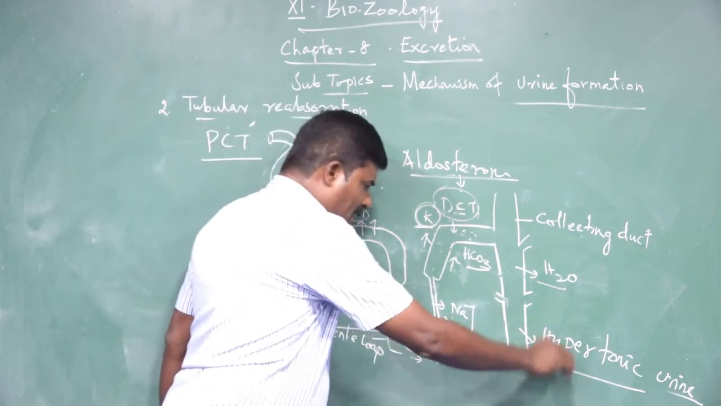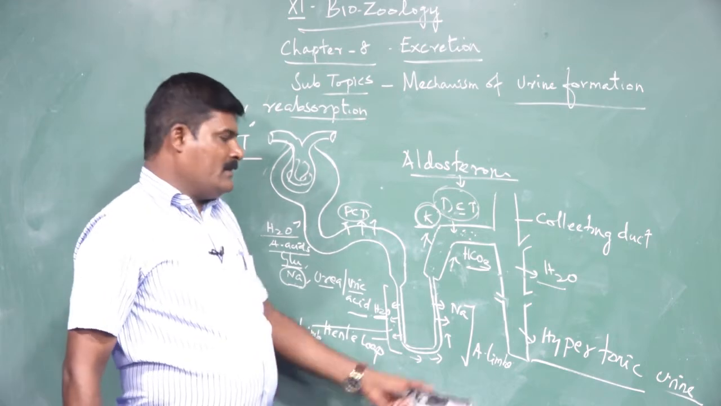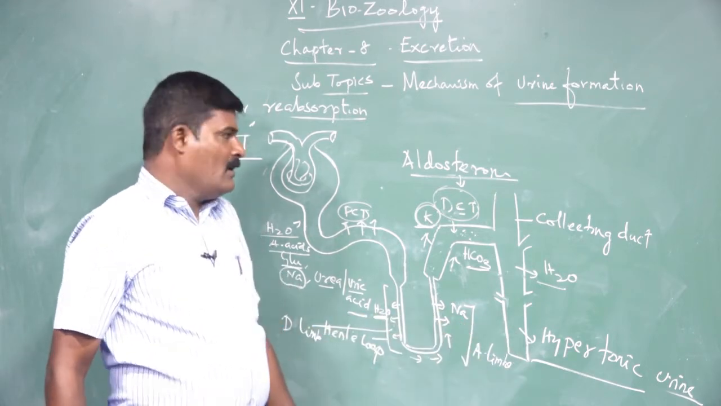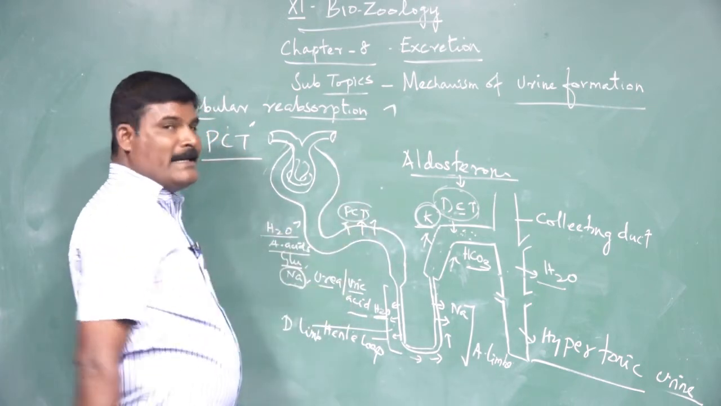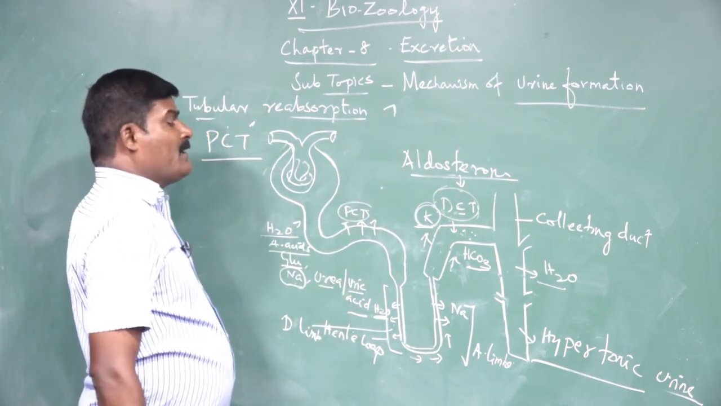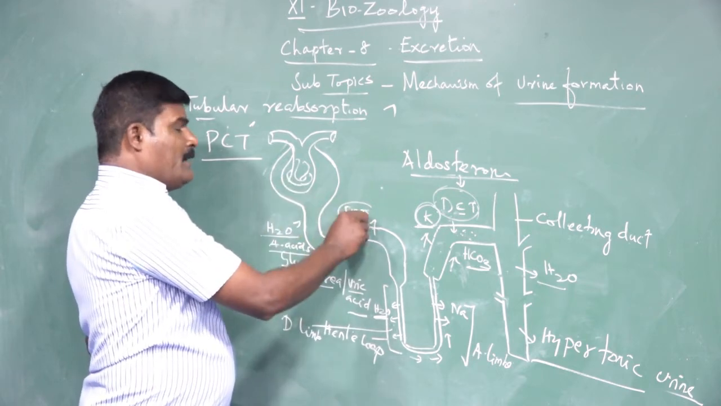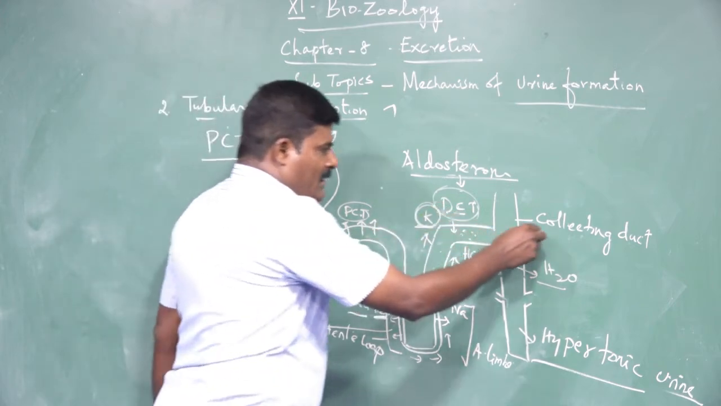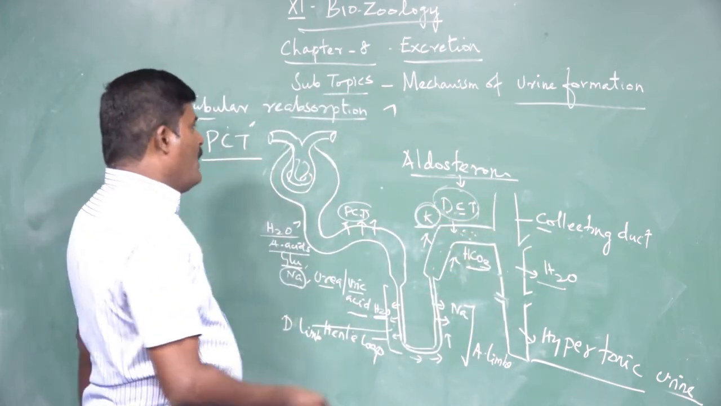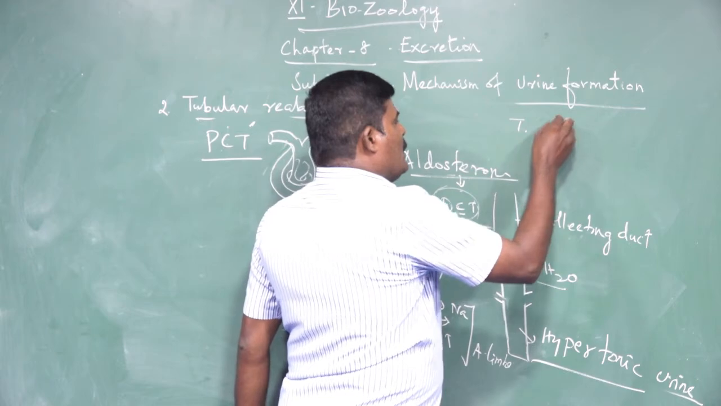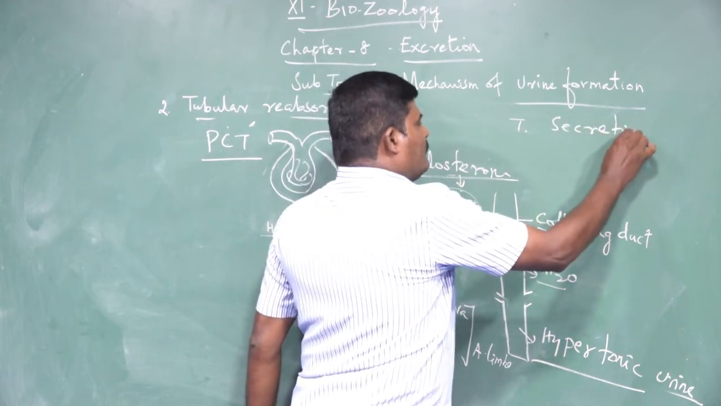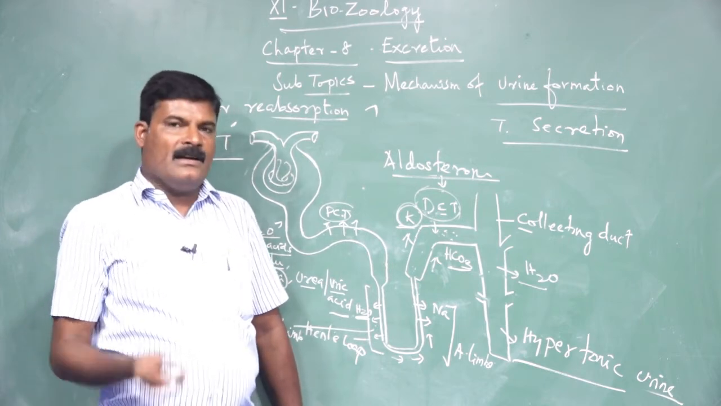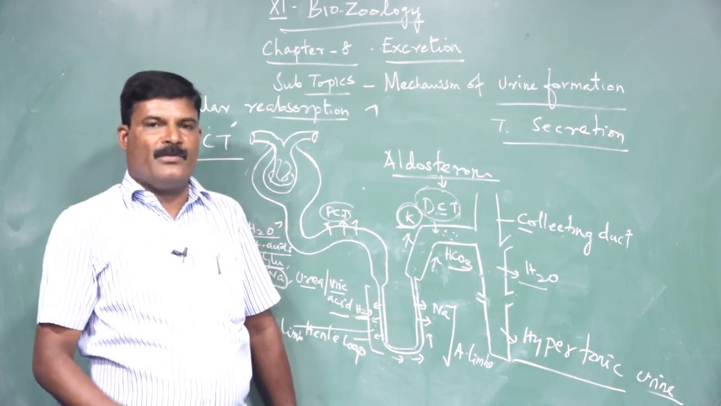So this medulla region of the kidney is useful for the formation of concentrated urine. So that is tubular reabsorption. Tubular reabsorption takes place in the PCT, that means proximal convoluted tubule, Henle's loop, distal convoluted tubule, and the collecting ducts. Okay. The third process is tubular secretion. Tubular secretion is the third step in the mechanism of urine formation.